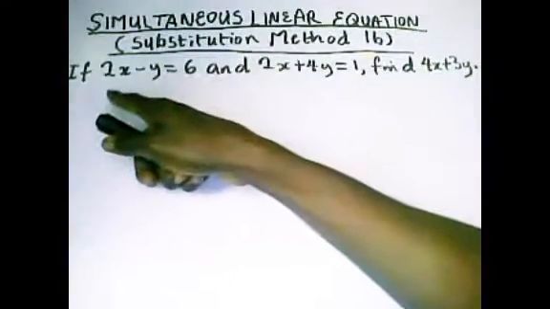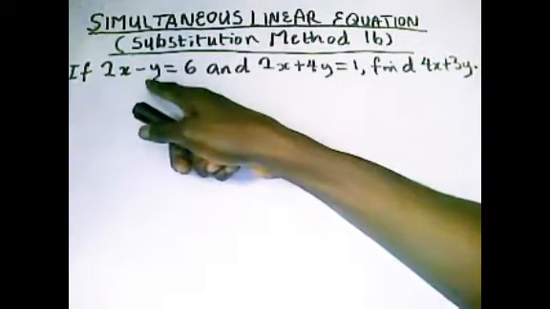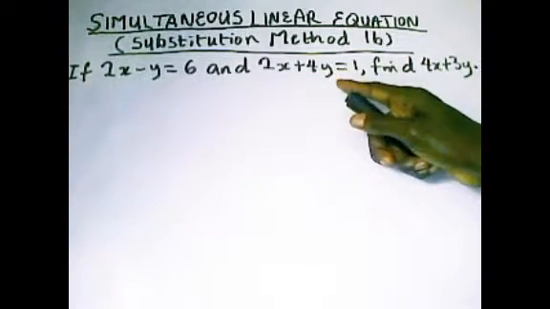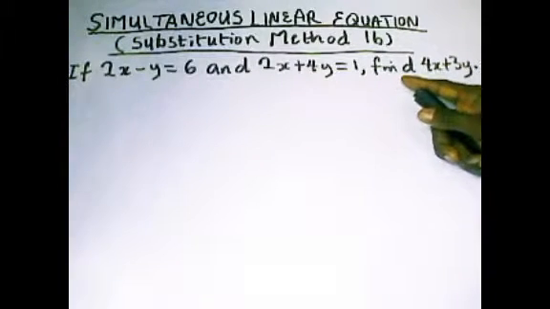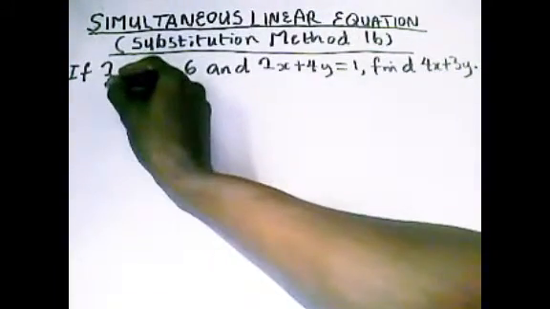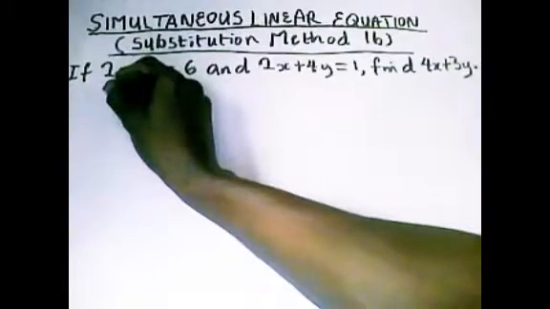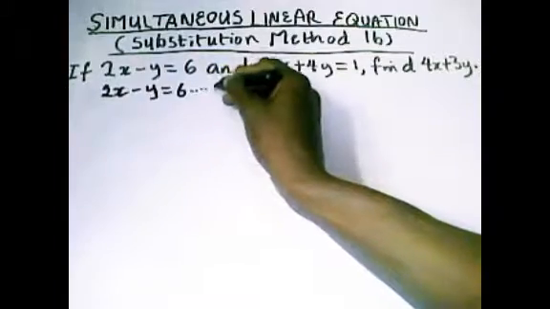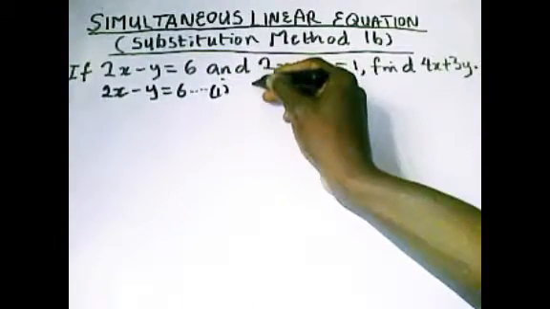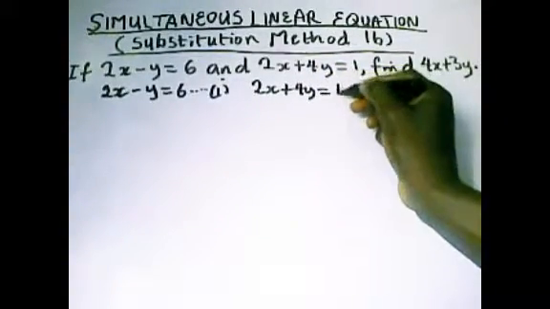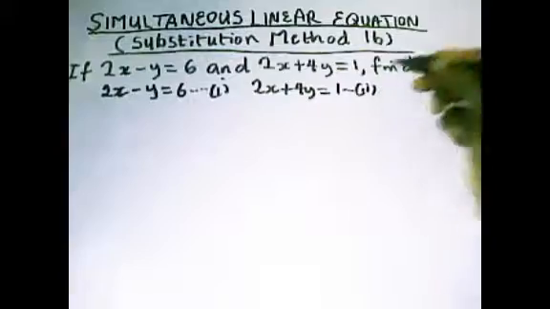Now on the board it is written here that if 2x minus y equals 6 and 2x plus 4y equals 1, then we are required to find the value of what? 4x plus 3y. The very first thing we do here is to write out this equation as 2x minus y equals 6. Let's call it equation 1, and then we also write this one out as 2x plus 4y equals 1, and that is our equation 2.